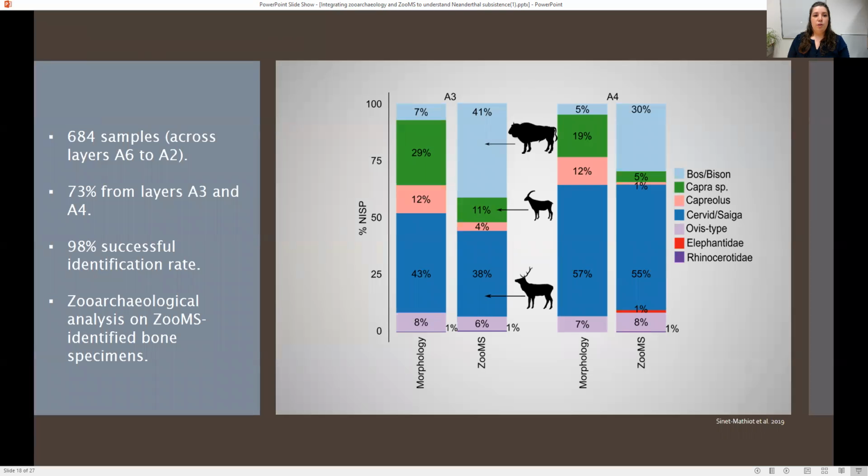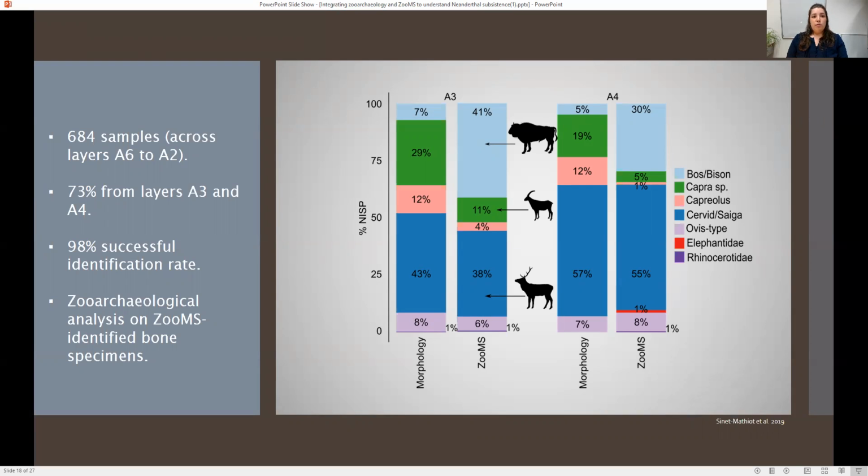So 684 morphologically unidentifiable bone and dental specimens have been randomly sampled across layers A6 to A2, with 73% deriving from layers A3 and A4 and a 98% successful identification rate. Taphonomic information has been recorded on all identified and unidentified specimens by experienced zooarchaeologists, providing consistency and comparative datasets between ZooMS and morphology components. Our comparison of species abundance between ZooMS and morphology components contrasts with previous studies.